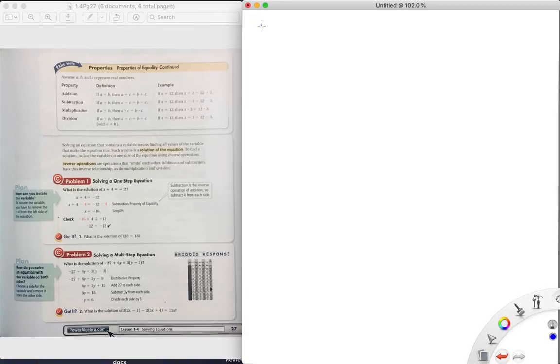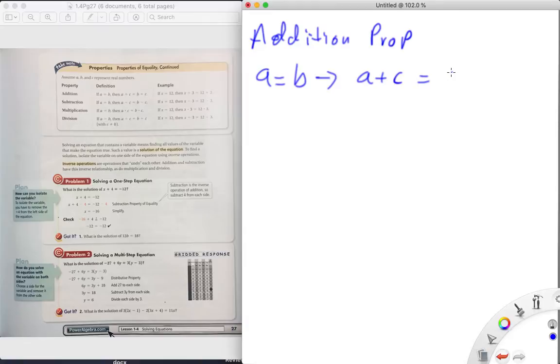Other properties of equality, we have the addition property of equality. And the addition property of equality says that if I add something to the same side, it will be the same. So if A is equal to B, then I can say that A plus C is equal to B plus C.